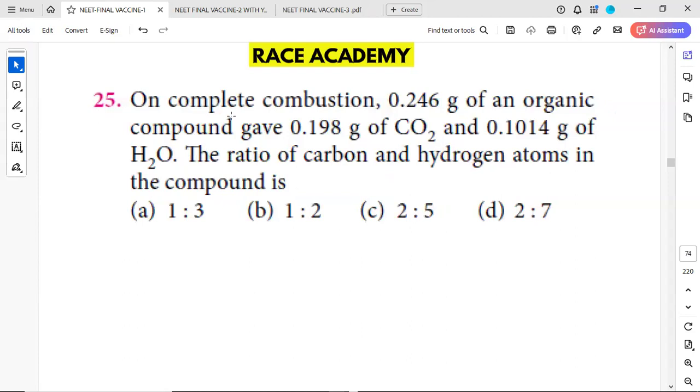Next. On complete combustion, 0.246 grams of organic compound gave 0.198 grams of CO2 and 0.1014 grams of water. The ratio of carbon to hydrogen atoms in the given compound is found like the empirical formula, how we calculated, similar to that only. We'll check the calculation once.